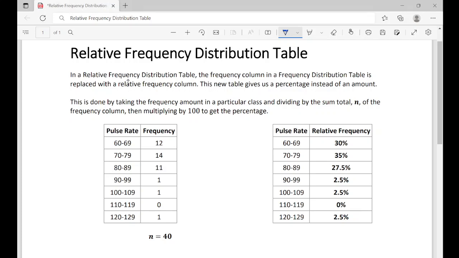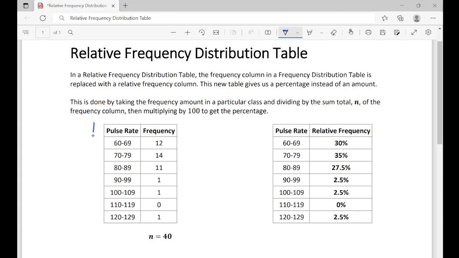In a relative frequency distribution table, the frequency column in a frequency distribution table is replaced with a relative frequency column. This new table gives us a percentage instead of an amount. So how do we figure it out? This is done by taking the frequency amount in a particular class and dividing it by the sum total n of the frequency column, then multiplying it by 100 to get the percentage.